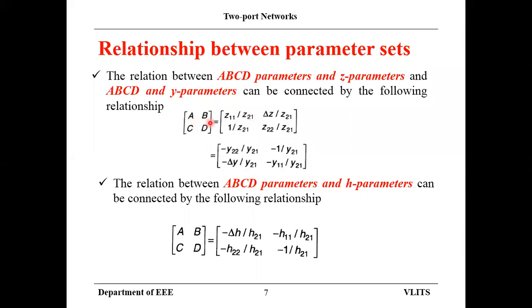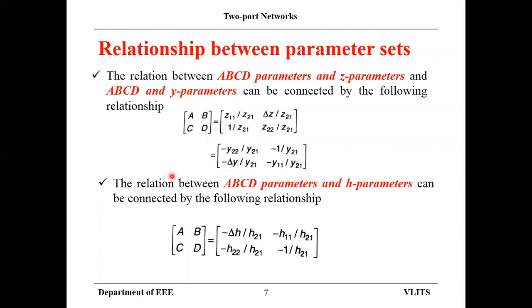For example, A is equal to Z11 by Z21 and B is equal to delta Z by Z21. In a similar way, this relation represents the relation between ABCD and Y parameters, so the ABCD parameters are represented in terms of Y parameters. Here A is equal to minus Y22 by Y21 and B is equal to minus 1 by Y21. In the similar way, C and D are represented by these two equations.